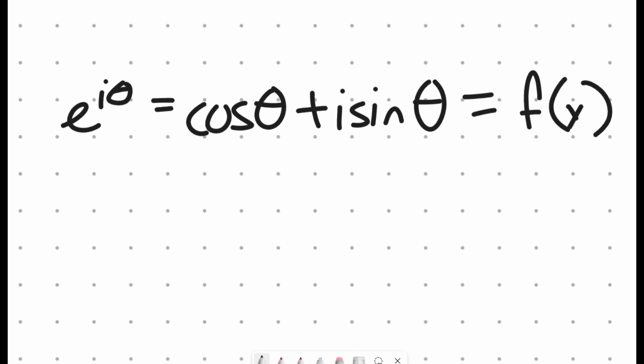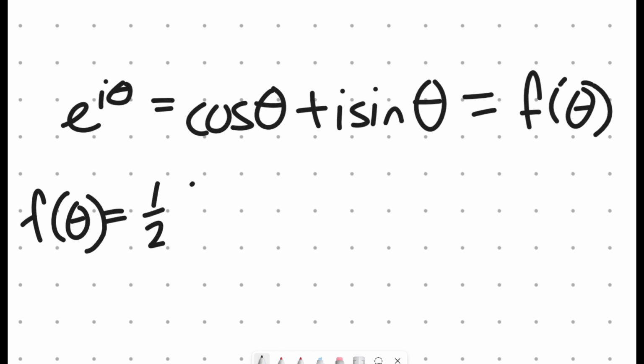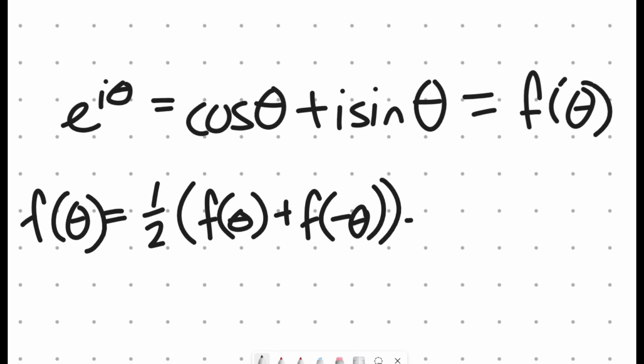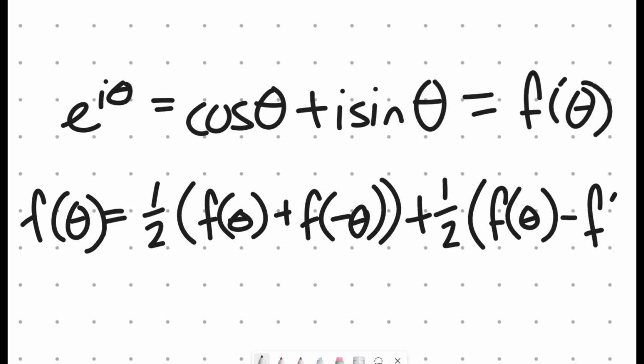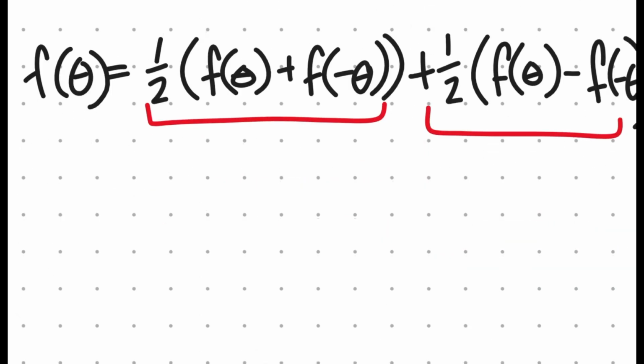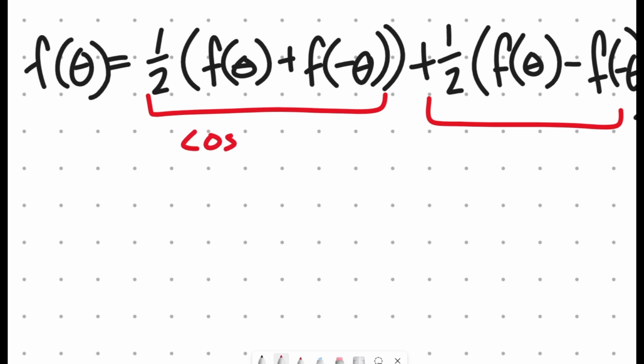Now we're going to use this as f of x, since every function f of x or f of theta can be represented as 1/2 times f of theta plus f of minus theta, the even part, plus 1/2 times f of theta minus f of minus theta, the odd part. Since the first part and the second part are even and odd functions, we know that cosine of theta is equal to cosine of minus theta.